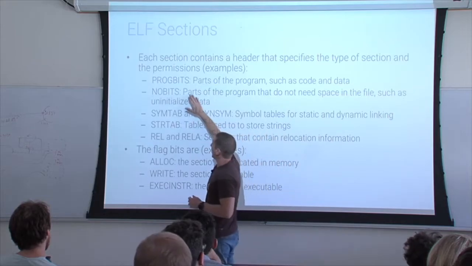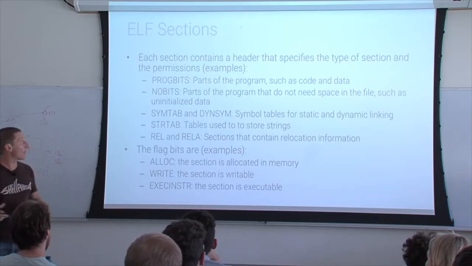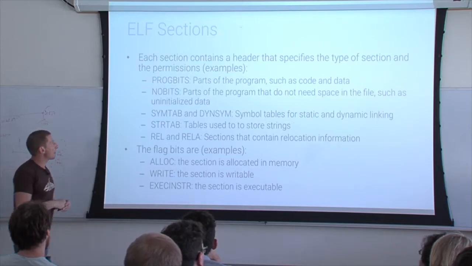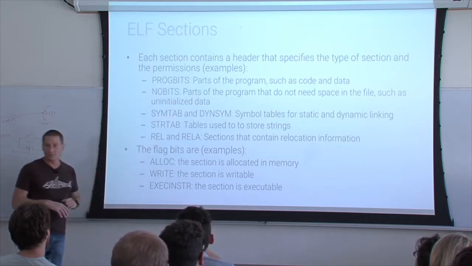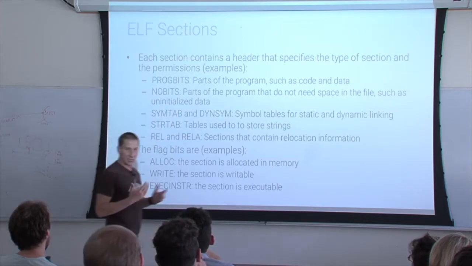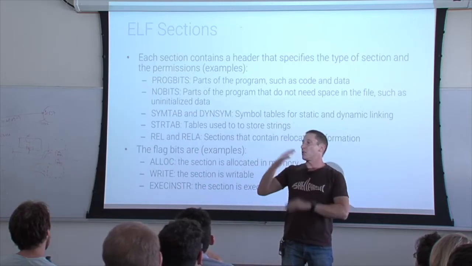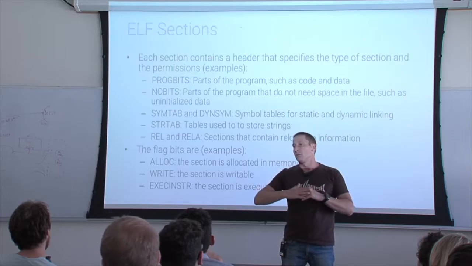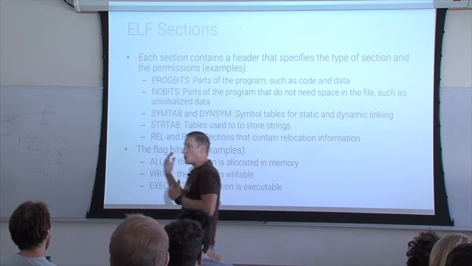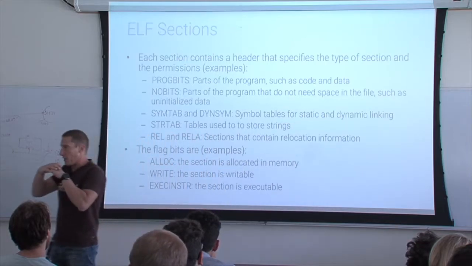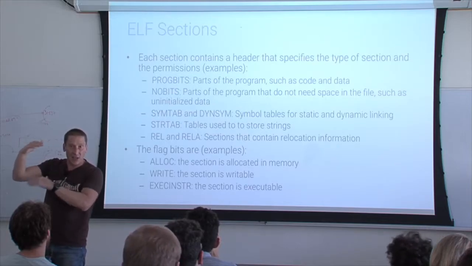For example, a section of type PROGBITS means that this is part of the actual application, code or data. NOBITS is part of the program that doesn't need space in the file, for example, bss data. They say, oh, I want this array, it needs 64K of space, but it's uninitialized, so there is no reason to have the 64K in the actual file in the file system, but it will be created as such in memory.